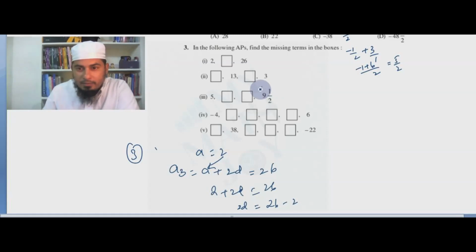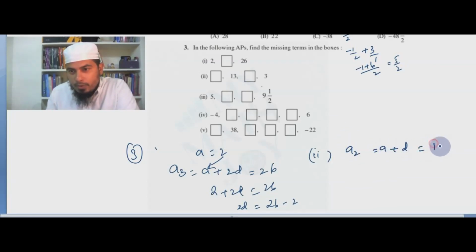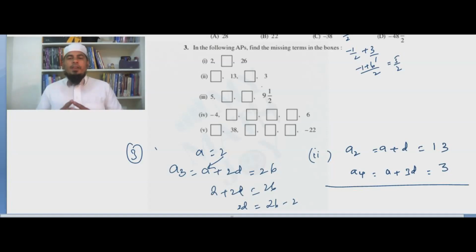The second bit is telling me the missing box is the first. What is given? Second, means a2. a2 means a plus d. What is given? a plus d is 13. Okay. The third term is missing. Fourth is given. Fourth is a4. a4 means a plus 3d. And how much is it? Given 3. We learned that when in the AP, any two terms are given, first and last, second and fifth, 17th and 18th, any two terms, then we need to write the two terms in this fashion.